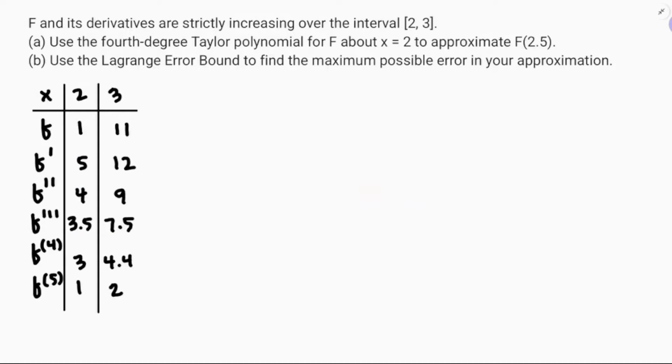For a table example, I've got this table, and don't look too closely at it and be thinking about the average rate of change and the fact that f and its derivatives are strictly increasing. I didn't think about this all that hard, and it might be that that's not possible, but just go with it numerically, because the table that you would be given on an actual assessment will be accurate and possible for some function whose derivatives are doing exactly what they say in the statement of the question. All right, so use the fourth degree Taylor polynomial for f around x equals 2 to approximate f of 2.5.